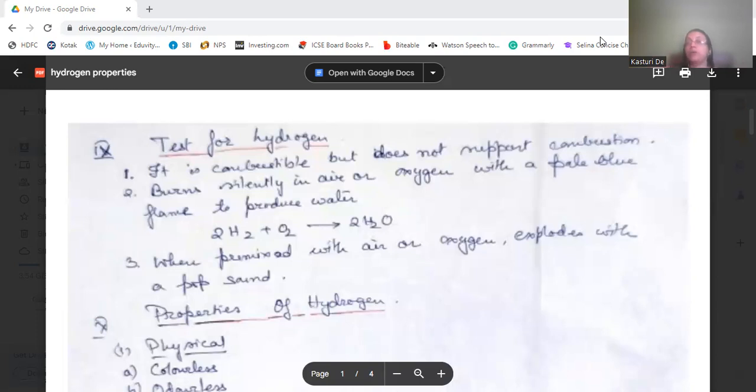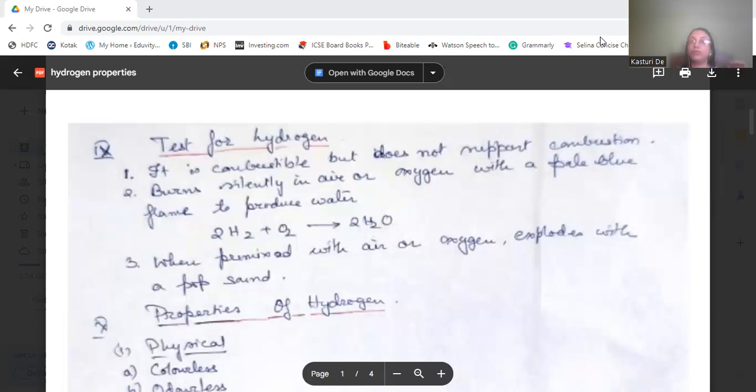When we take a burning splinter near the hydrogen gas in a test tube where we have produced hydrogen, it will burn with a pop sound. This indicates that the gas being liberated is hydrogen. This is the main test. It burns with a pop sound, but it is not a supporter of burning.